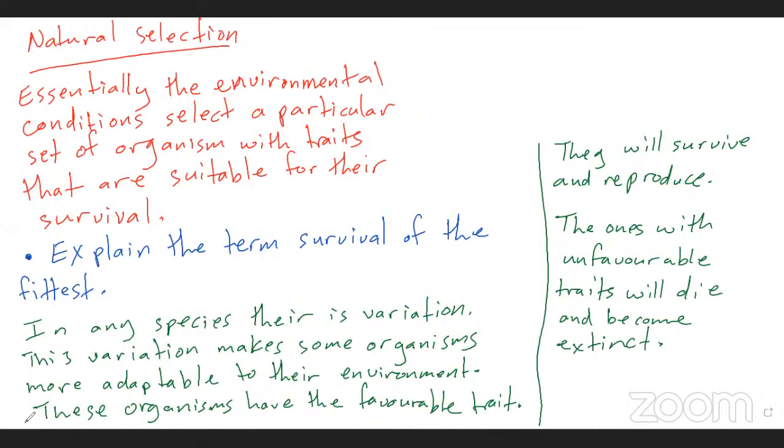Just remember at least this part. Organisms with favorable traits will survive and reproduce, and the ones that don't have it will die out. So in one sentence, survival of the fittest: organisms with favorable traits survive and reproduce. The ones without it die and become extinct. That is what survival of the fittest essentially means.